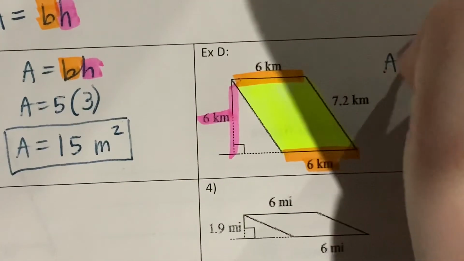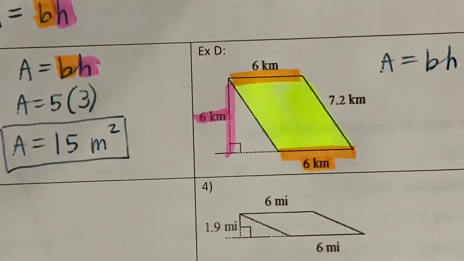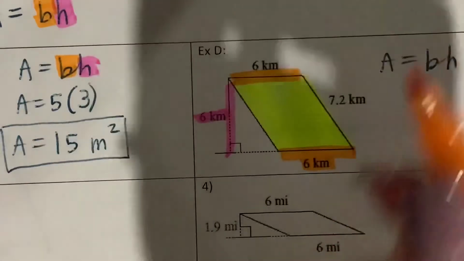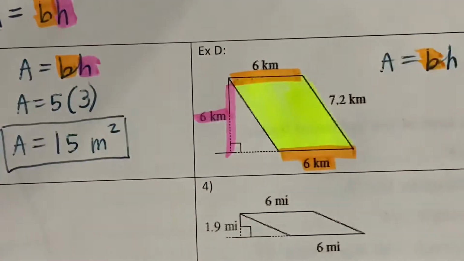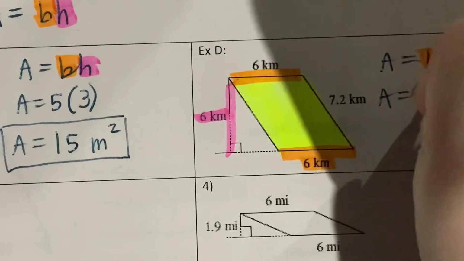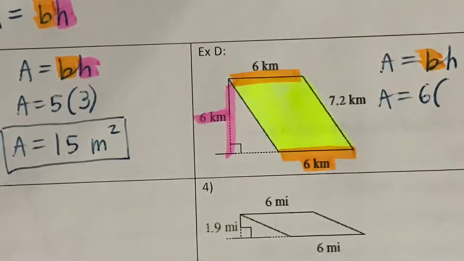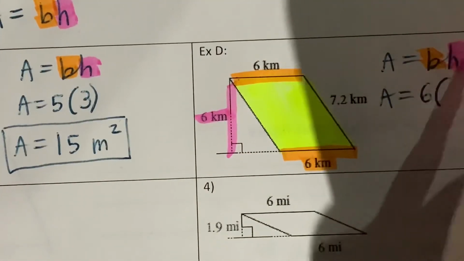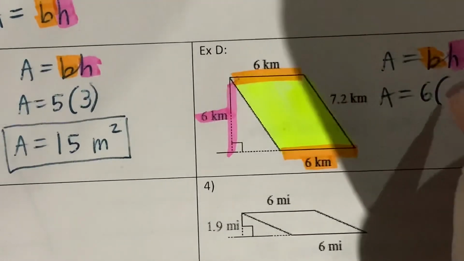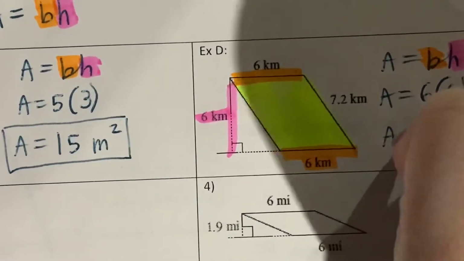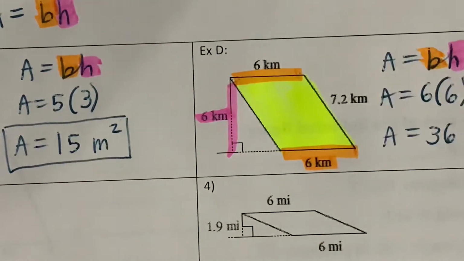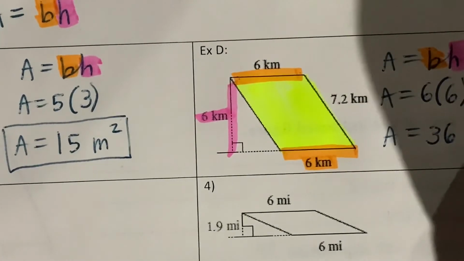So again, I'm doing area equals base times height, and we said we know our base. Our base is 6, so I can plug in 6 for my base. I'm going to multiply it by my height, which we know. So I'm going to also plug in 6 for my height. So 6 times 6 gives me 36, and I'm going to have square kilometers.